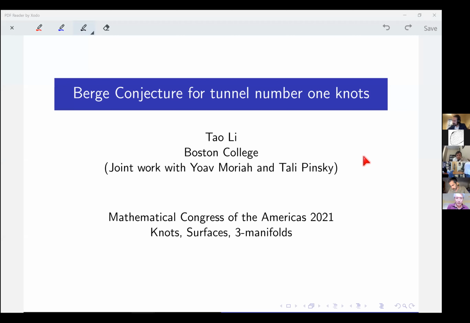I'm going to talk about some joint work with U.A. Mariah and Tao Li. I can see from the title, we're trying to prove the Berge conjecture for tunnel number 1 knots.